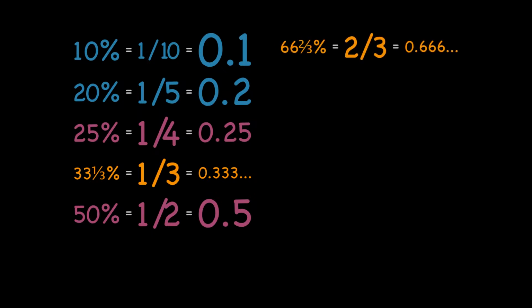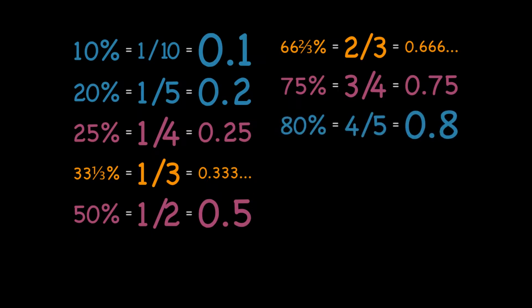66 2/3% equals 2/3 equals 0.666 recurring. Again, do not write 66 over 100. Write 2/3. 75% equals 3/4 equals 0.75. 3/4 comes up very often.